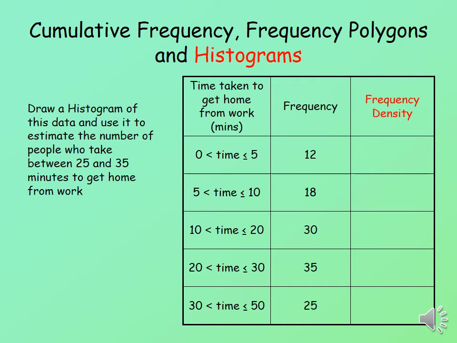Okay, so in the first one the frequency is 12 and the class width is 5. So 12 divided by 5 is 2.4. Okay, so I'll let you carry on with the rest of it and I'll reveal the figures in 5 seconds. Okay, 1, 2, 3, 4, 5. So the next one comes to 3.6 because 18 divided by 5 is that.